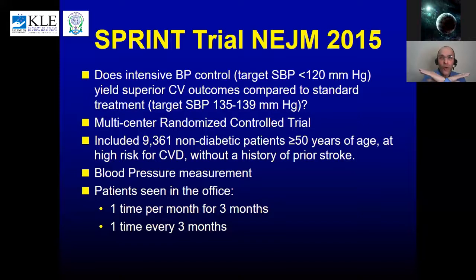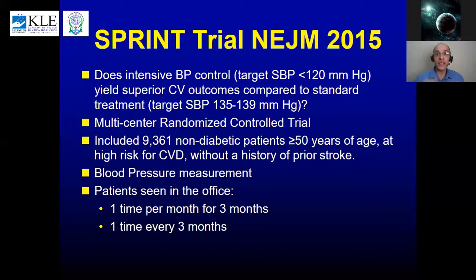They looked at centers all over the United States. And they included over 9,000 patients that were not diabetic, greater than 50 years of age, who were at high risk for cardiovascular events. So they had a cardiovascular risk estimate of greater than 10%. Based on your 10-year risk of having a stroke or some type of cardiovascular event was greater than 10%, and they did not have a prior stroke.